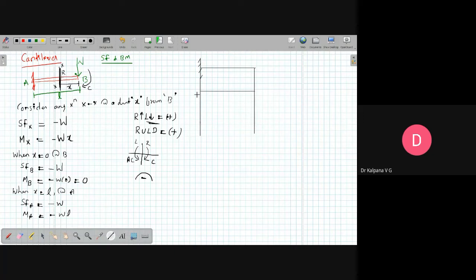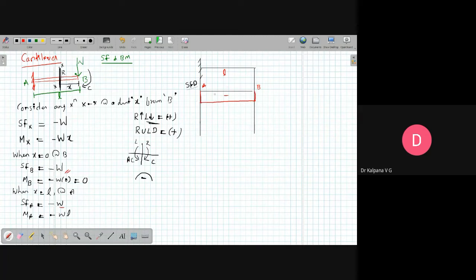Okay, this will be a shear force diagram. Shear force at B, at A, which is of L meter span. Shear force at B is minus W, so this is the reference line. Minus is below the reference line, it's minus W, and again shear force at A is also minus W. So I can connect this.